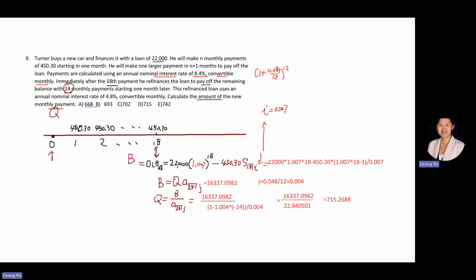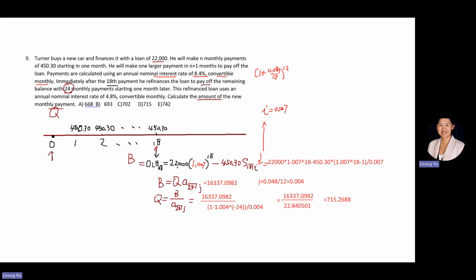So here is the calculation. The first 18 payments, you will calculate 415.3 times S18. You take that out of your time 18 value of the 22,000. 22,000 is what we borrowed at time 0. By the time it's 18, those 22,000 has increased to 22,000 times 1.007 to the power 18.